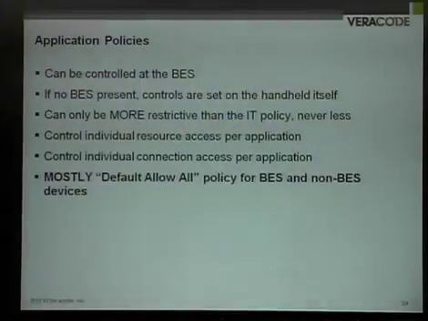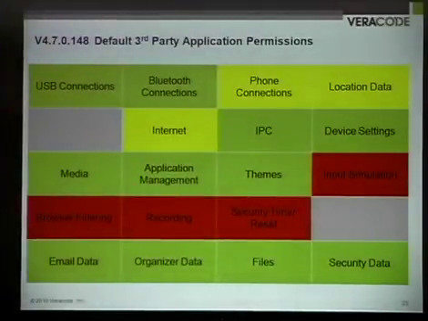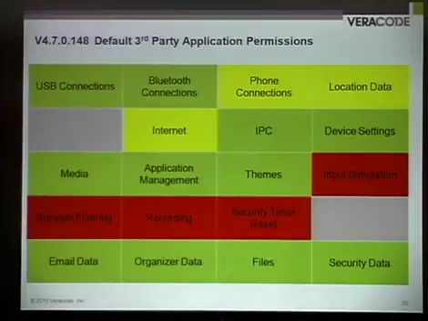So let's look at those policies in detail. This is a chart I made for 4.7 default third-party application permissions. Green indicates that the permission is allowed by default. So when I install a third-party application, all the green things I can access with that third-party application. The yellow things are going to prompt, and the red things are going to be inaccessible to me. The bottom row there is the important row. Email data, organizer data, files. You can access a lot of the content on the phone by default without getting a trusted access permission.